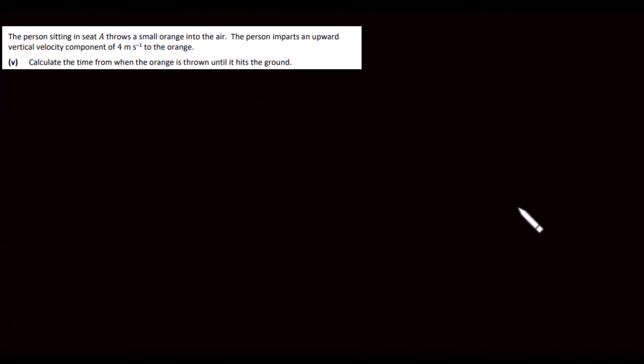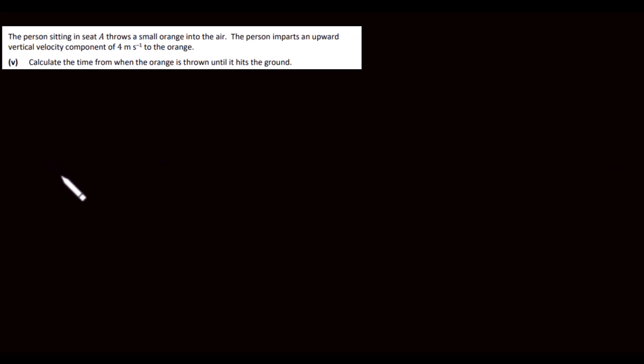Let's have a look at the next one, last part here. The person sitting in seat A throws a small orange into the air. The person imparts an upward velocity, vertical velocity component of 4 meters per second to the orange. Calculate the time from when the orange is thrown until it hits the ground.